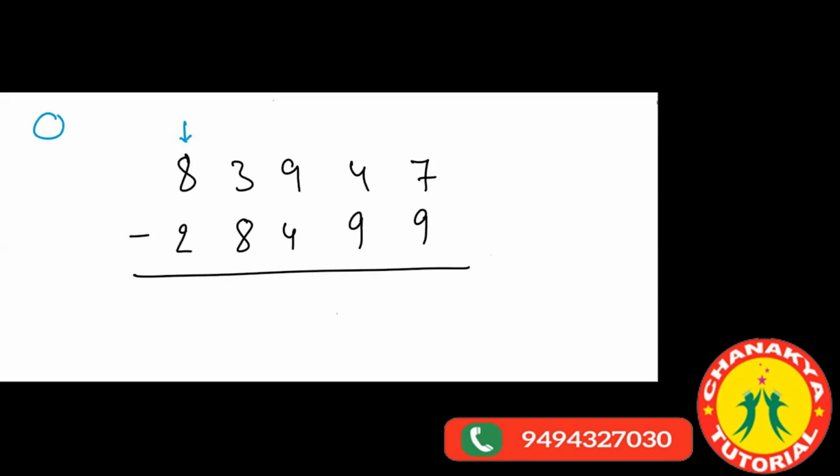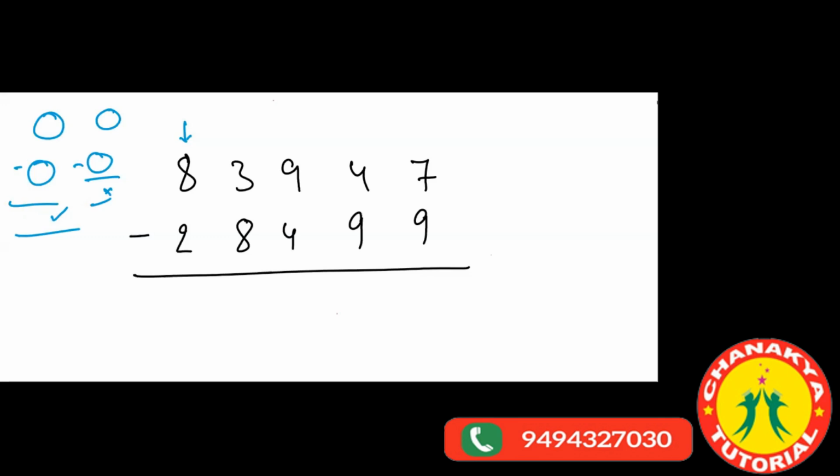Match means the above number is greater than the below number, which means subtraction is possible. Mismatch means the above number is less than the below number, which means subtraction is not possible with a positive value. Okay, 8 minus 2: match or mismatch? Match. Match means we can take the difference. What is the difference? 6.